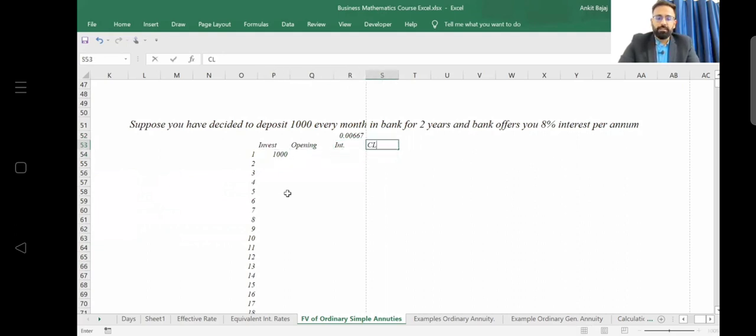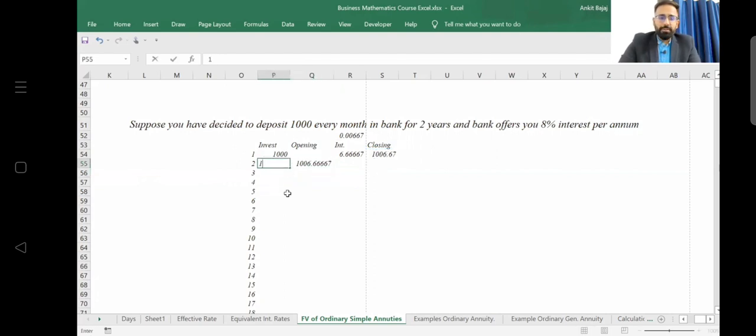Now, what will be the closing balance? Closing balance is going to be the sum of opening balance and interest. So for the first month, the interest is going to be this into this, principal amount into interest. I am freezing these values so I can copy data easily. Here the closing balance is going to be this plus this. Now, what will be the opening balance for the next month? Obviously, the closing balance of the previous month is going to be your opening balance.